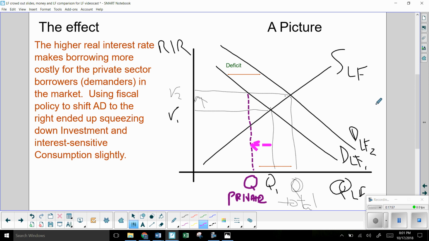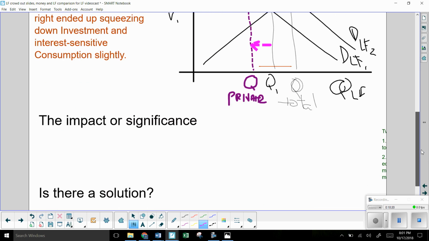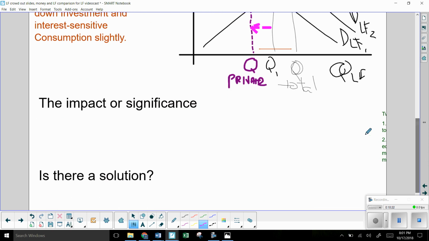That's the amount that businesses and households got crowded out or squeezed out. That's how much borrowing they used to want to do, but now they don't because government action pushed the interest rate up from R1 to R2. So this right here caused that change right there. Okay, that little arrow. So what? What's the importance or impact or significance of it?